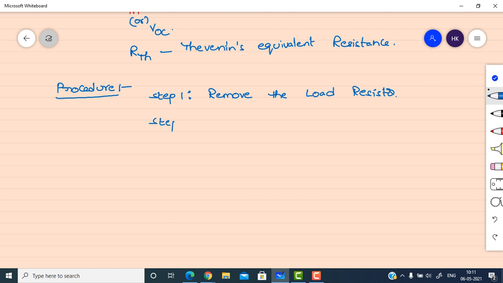Next step, find the VThevenin or VOC across the load terminals. That means where you open the resistor, where you remove the resistor, across that you have to find out this voltage. When the load resistor is removed, there it becomes an open circuit. So that's why we are also calling it the open circuit voltage across the load terminals or open circuited terminals.